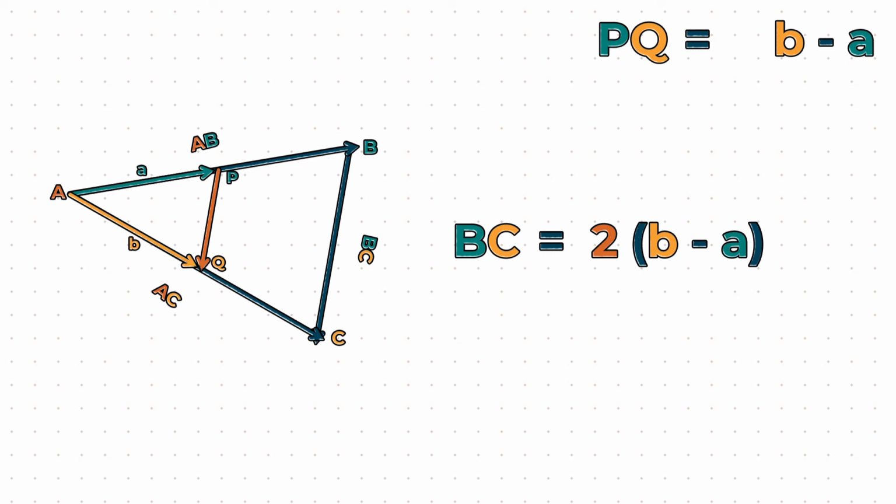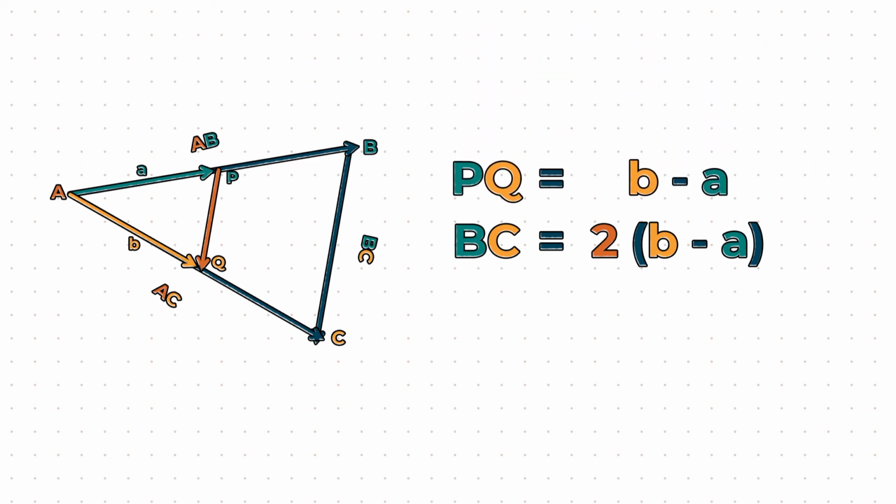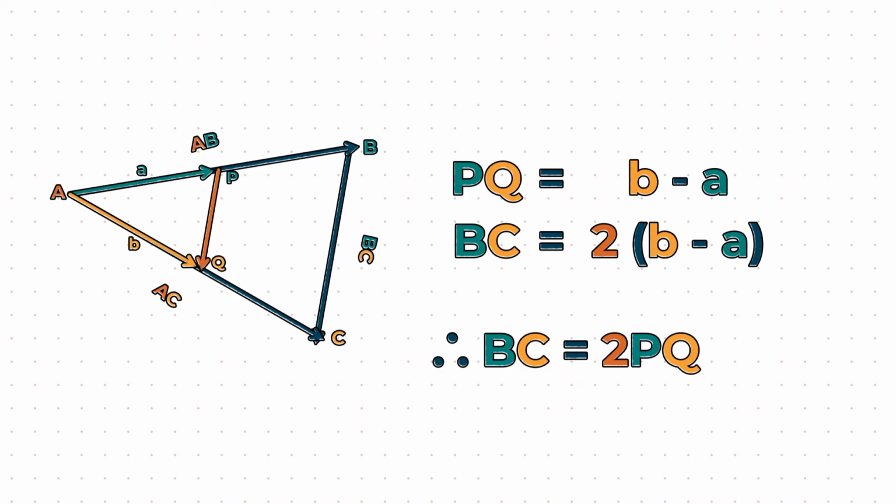Now, let's compare the formulas for our original vectors. PQ is equal to b minus a, and BC is equal to 2 multiplied by b minus a. Therefore, BC is equal to 2PQ. Now, what did we say about parallel vectors? We can tell that they are parallel when one vector is a scalar multiple of the other. Well, as you can see here, BC is twice the scalar multiple of PQ, which means the vectors are parallel.